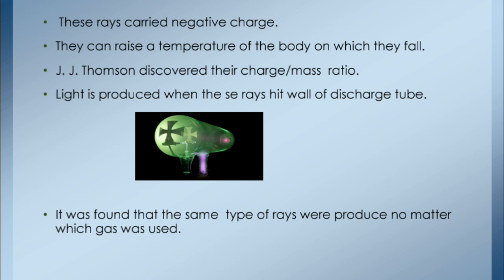And the last point is that it was found that the same type of rays were produced no matter which gas was used. All these properties suggested that the nature of cathode rays is independent of the nature of the gas present in the discharge tube or the material of the cathode. The fact that they cast the shadow of an opaque object suggested that these are not rays but fast moving material particles. They were given the name of electrons.